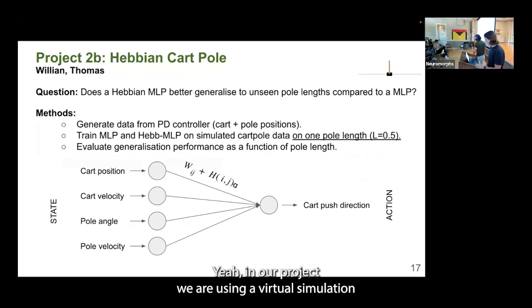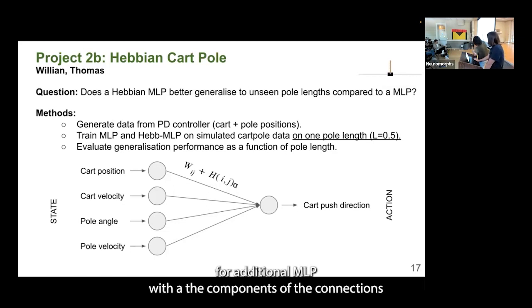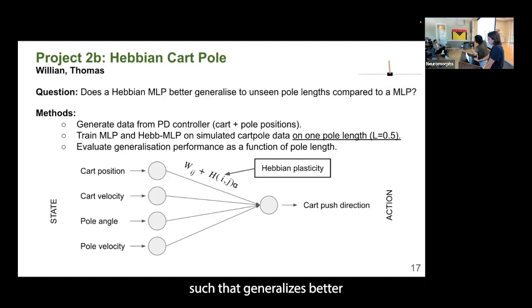Hi, everyone. In our project, we are using a virtual simulation of the cart-pole by OpenAI Gym. The task is to keep the pole upwards, actually not to swing up, but simply keep it upwards. And the question that we asked is, can we augment a traditional MLP with a Hebbian component to the connections such that it generalizes better to changing pole lengths after training, to keep on balancing the pole?